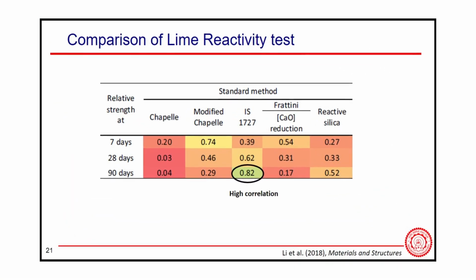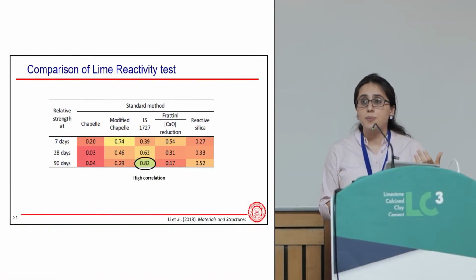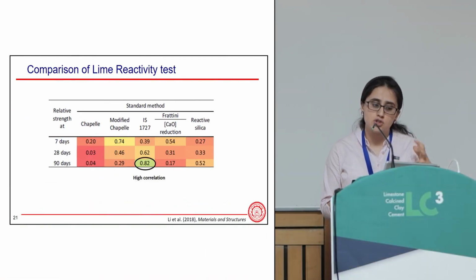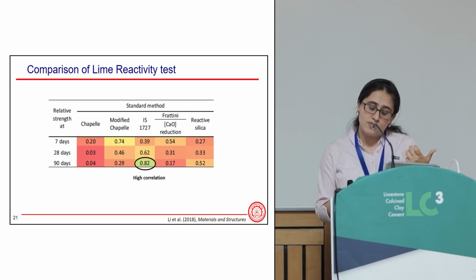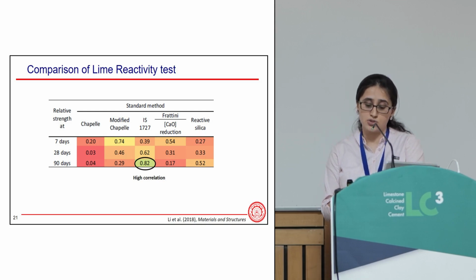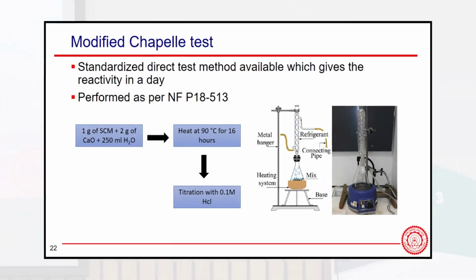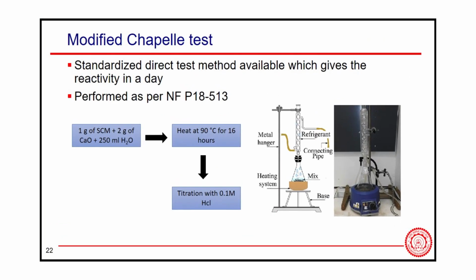When we compare the results of the lime reactivity test with the cement mortar compressive strength test, the study was done at the EPFL laboratory. There are a couple of papers that talk about different calcination techniques. What they found is that the lime reactivity test has a very good correlation with the 90-day compressive strength. The other test I'm going to talk about is the modified Chapelle test.